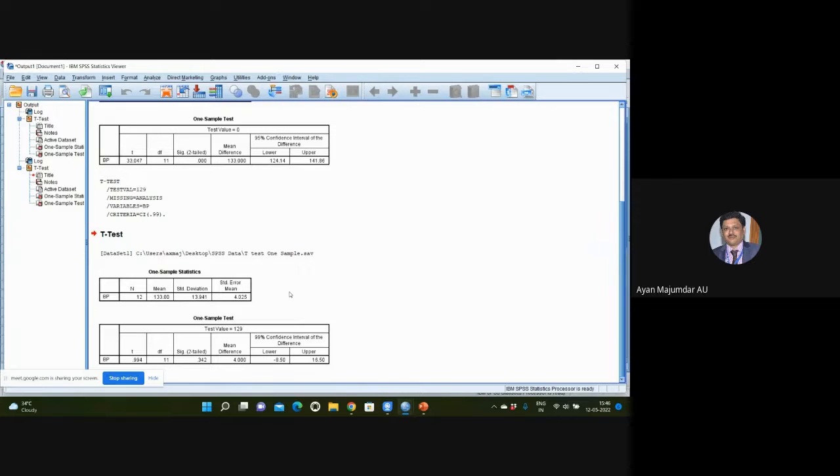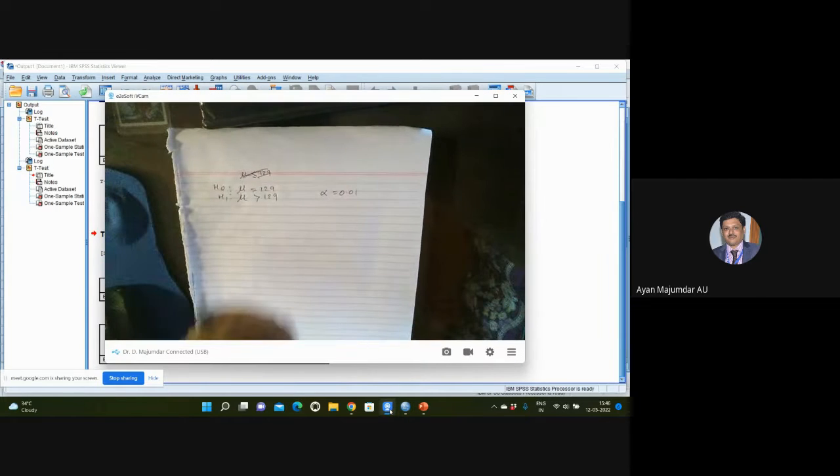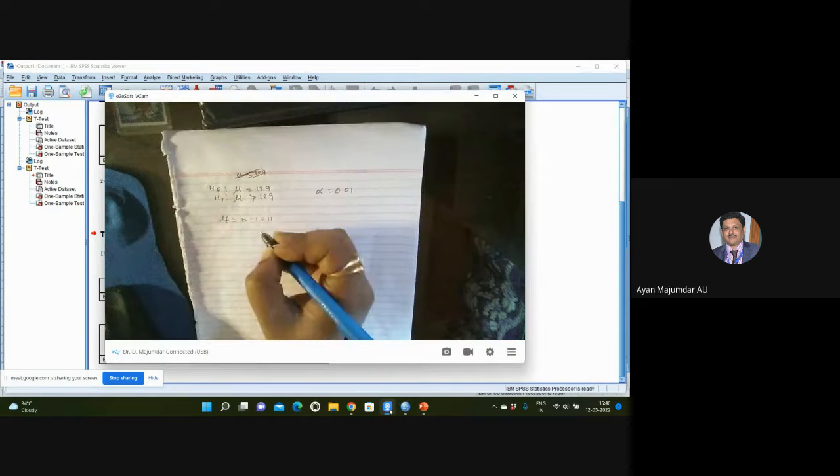Now we will check this through the classical way. Only for this one example, we will check both through the classical way and through the p-value. How many observations are there? We have taken 12 observations, so our degrees of freedom will be n minus 1, that is 11. You see here it is calculated as 11.